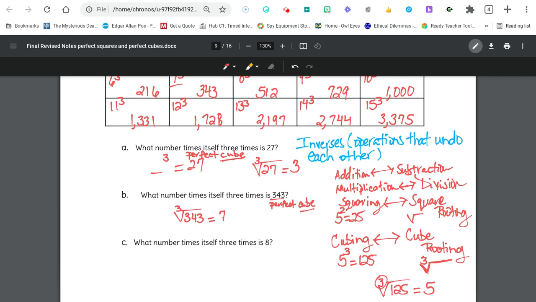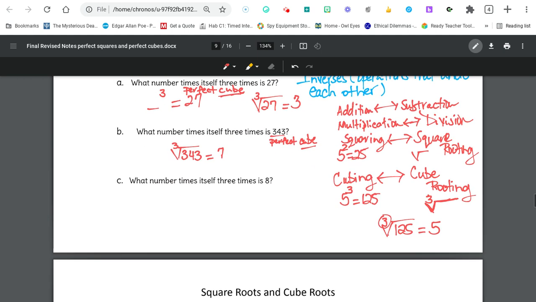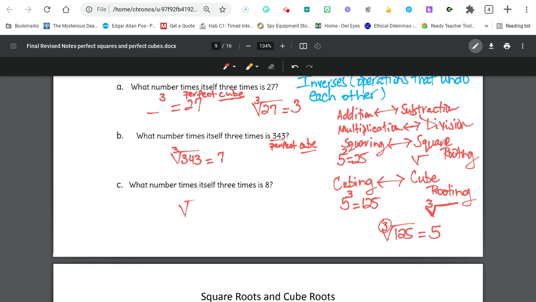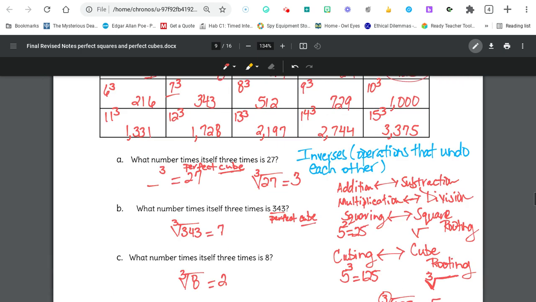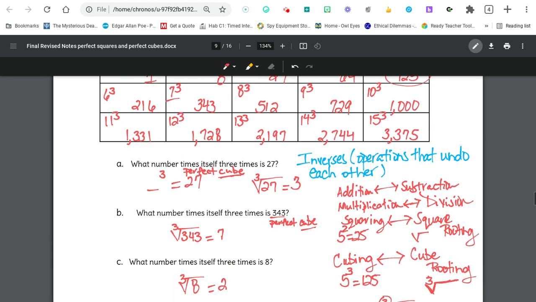What number did I multiply by itself 3 times to get 8? So you're going to pause the video and do that. Write it in mathematical notation, the correct notation, okay? All right, this is what you should have. You should have the cube root of 8 is 2, because we multiply 2 by itself 3 times to get 8.